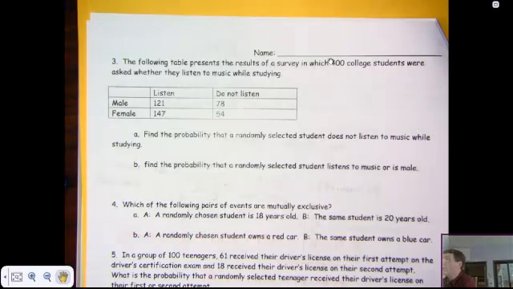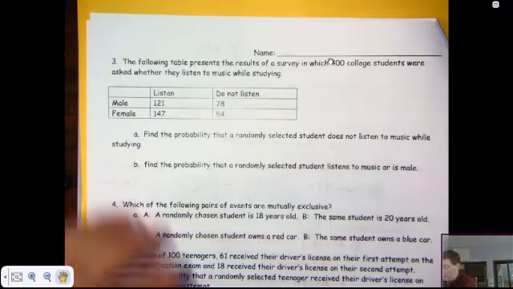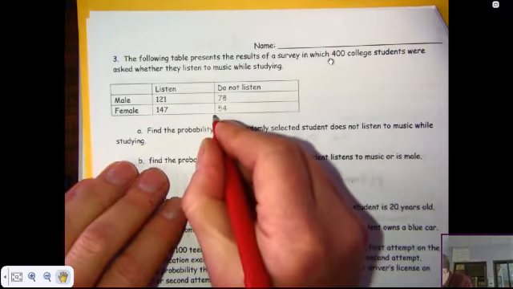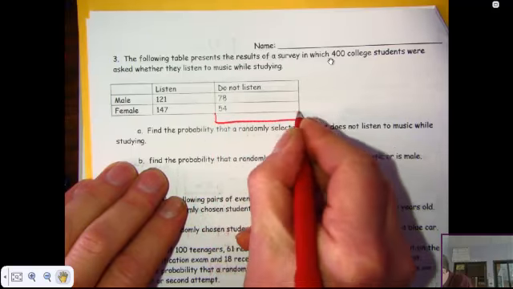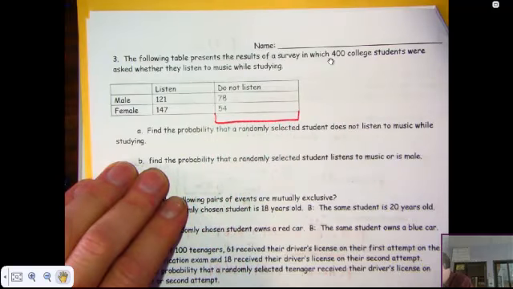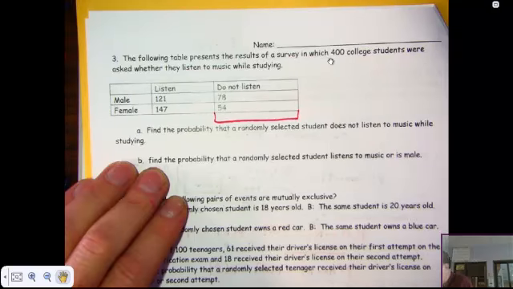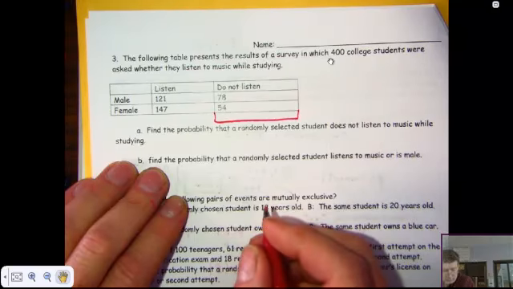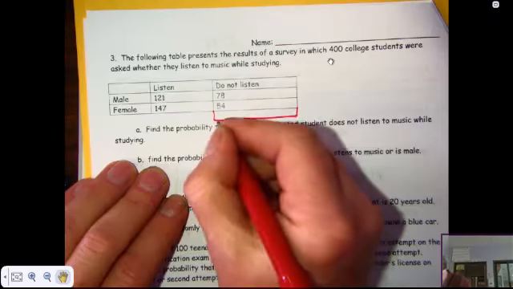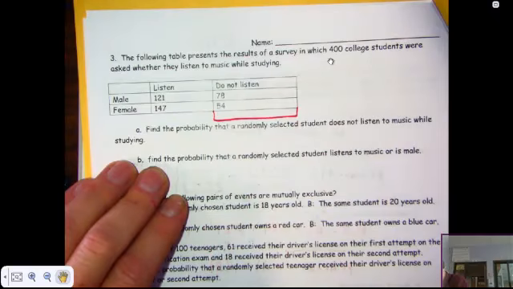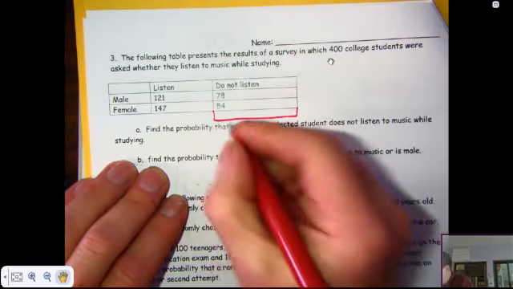So I guess we first need to decide how many do not listen to music. We really should add this amount up here, right? So 70 and 54 is how much? 54. How much is this? Oops, I added that wrong. How about 132?